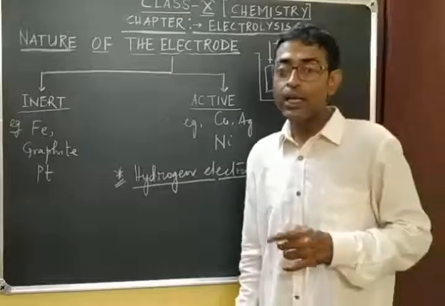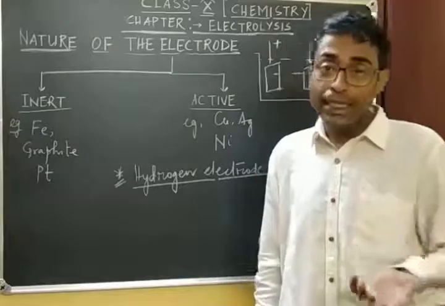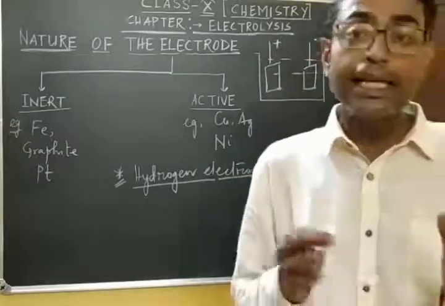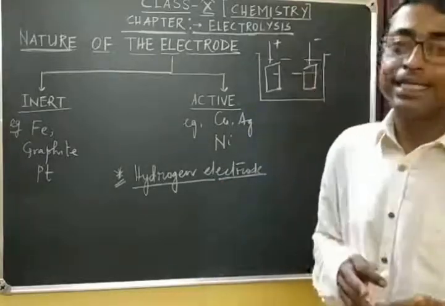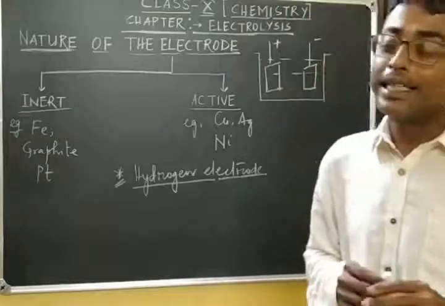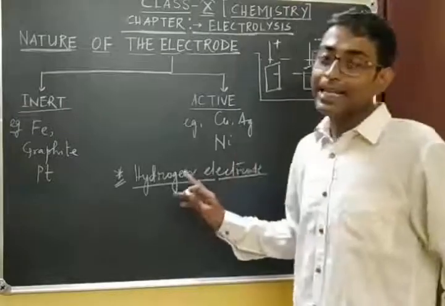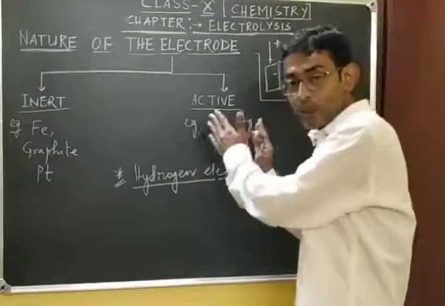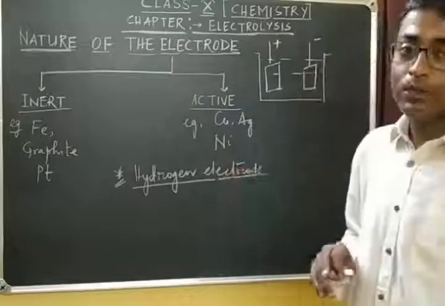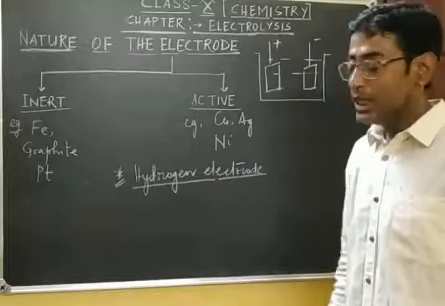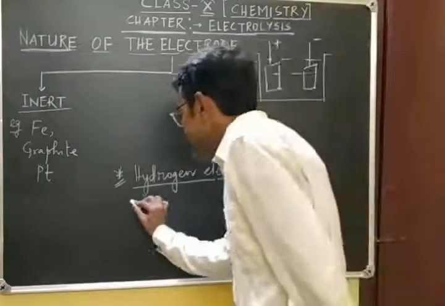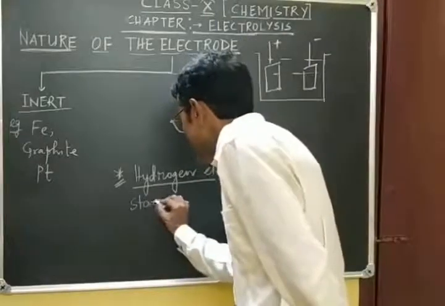Hydrogen is the scale, the electrode potential, that is called standard electrode potential. When we learn physics, we will learn about the potential difference. So the potential of the hydrogen electrode is taken as 0, and it is called a standard electrode. It means all the strength and all the activities of the electrodes are measured with respect to this hydrogen electrode.